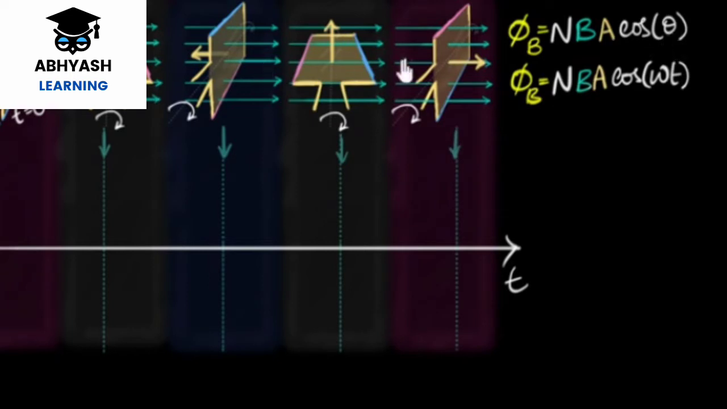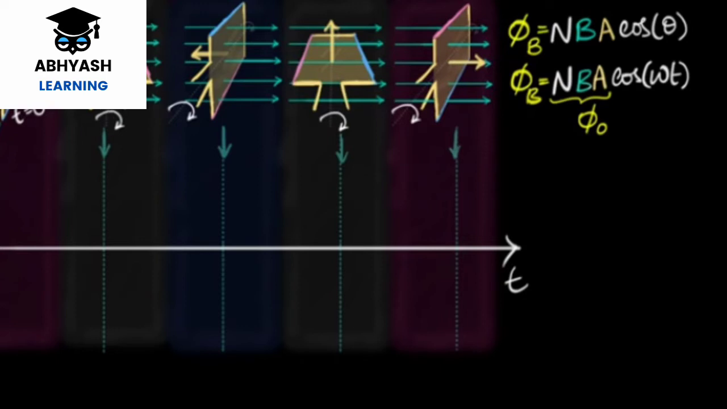And so the flux right now is going to be just NBA. And guess what? This is the maximum flux you can ever get, because the maximum value of cos is just 1. If I call that maximum flux phi naught, then right now at time t equals 0, I get the maximum value. So let's say this is our maximum value, this is our phi naught.